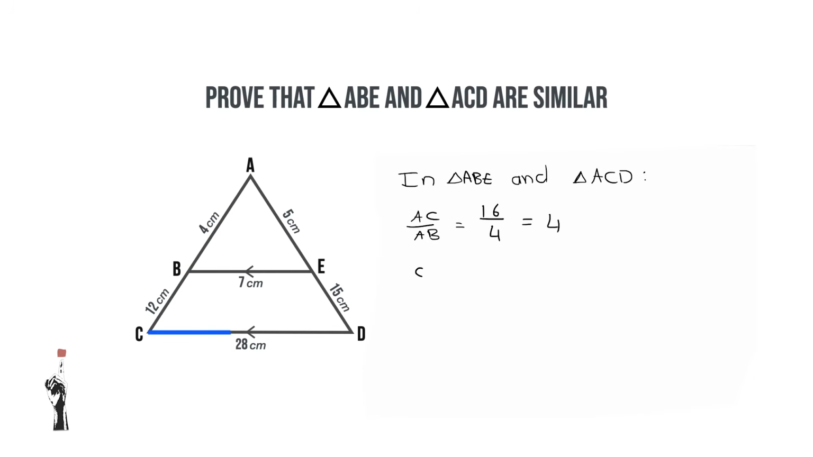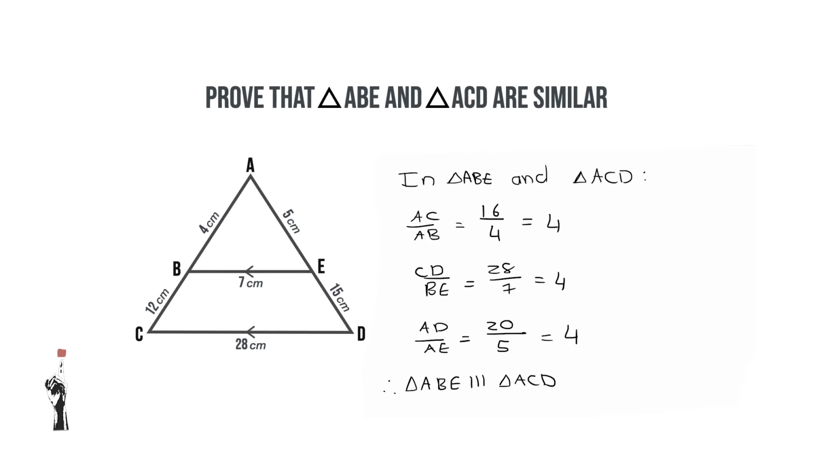Furthermore, I can say that CD over BE is equal to 28 over 7, which is equal to 4. Lastly, since I see that AD is equal to 5 plus 15, I can write that AD is equal to 20 over AE, which is 5, which is also equal to 4. Now that I see all three of my ratios are equal to 4, I can say that triangle ABE is similar to triangle ACD, with my reason: corresponding sides are in proportion.